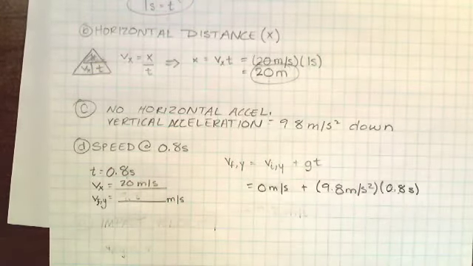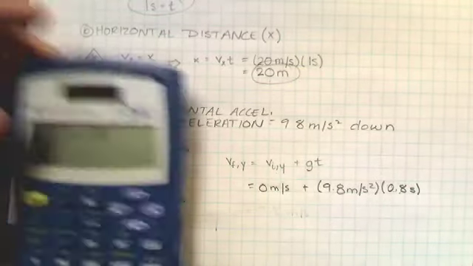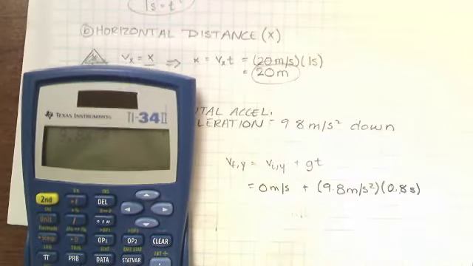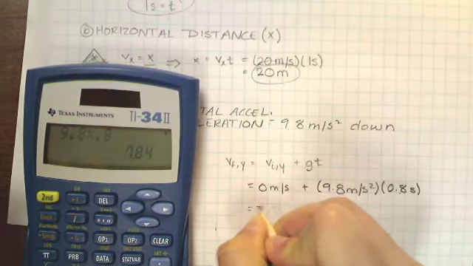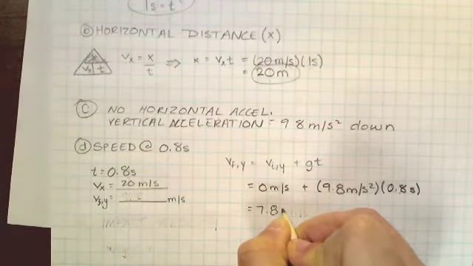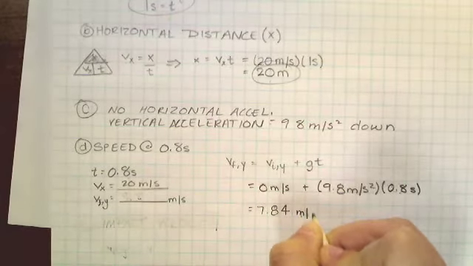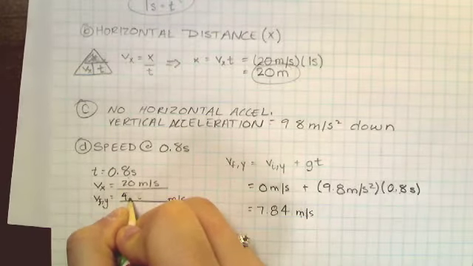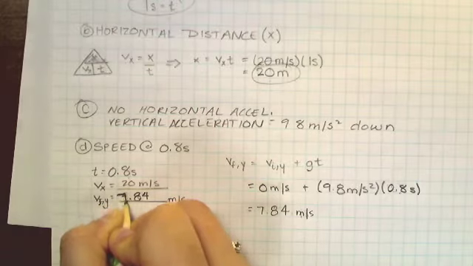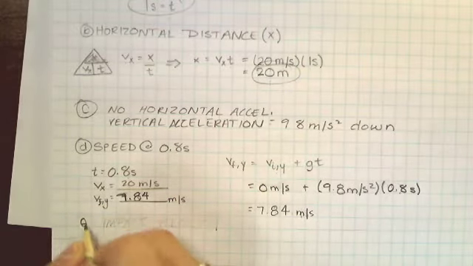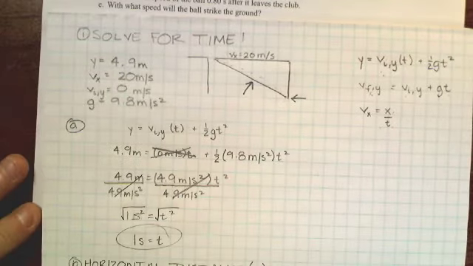Okay, I'm going to multiply these two together. You can see in my calculator, I'm just multiplying 9.8 times 0.8, and I'm going to get 7.84. So that's my final y velocity at 0.8 seconds.